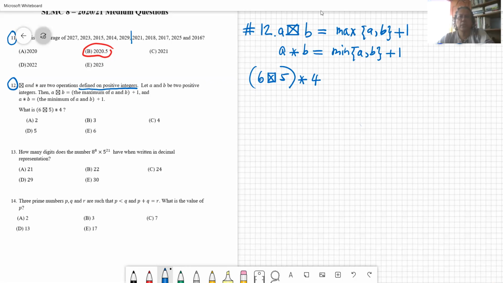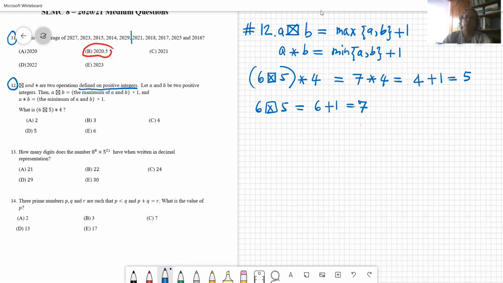And what is 6 box multiplication 5? Here we pick the maximum of 6 and 5, which is 6, and add a 1 to it, so we get 7. So if you start that with 4, that means 7 star 4. You pick the minimum of 7 and 4, which is 4, and add a 1 to it, then we get 5. So short and sweet, the answer to this is 5.